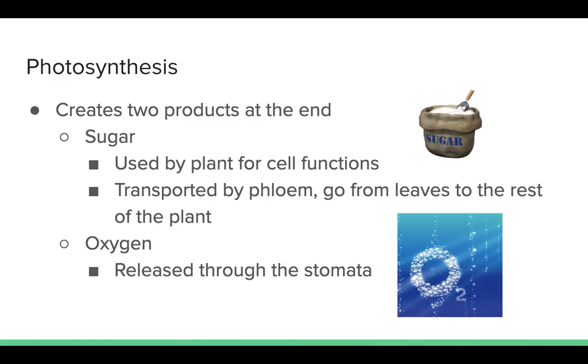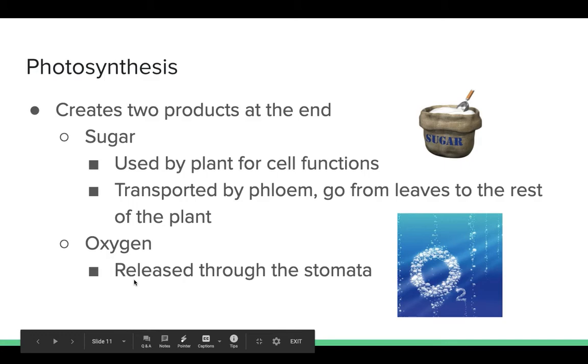The two things that are created after the plant goes through photosynthesis are sugar and oxygen. Sugar is used for the plant as a food source, so again, it's making its own food, and it's transported by something called the phloem, and this is what takes that sugar from the leaves to the rest of the plant. So the plant needs to use this sugar in all of its other cells, and the phloem gets the sugar there. Oxygen is created as well but the plant doesn't really need much oxygen.